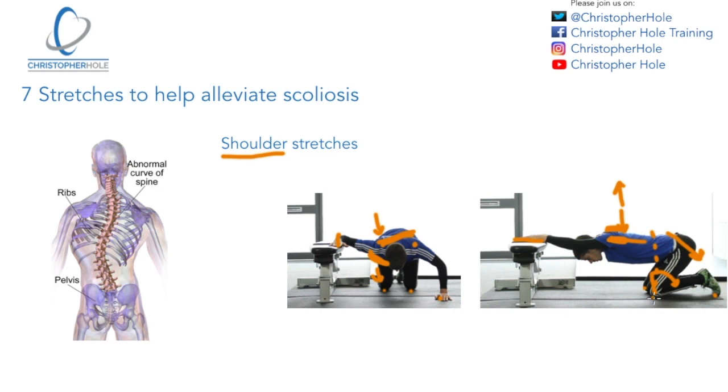So those are my recommended 7 stretches to help alleviate scoliosis. All of them will reduce tension in the muscles that are around the spine. It will give more freedom of movement to the joints, and it will help relieve the pressure, the pain, and the aching around the back, around the lower back, around the upper back, the shoulders, and the neck. So hopefully that's been helpful. Hopefully it's given you a better idea of what you can do.